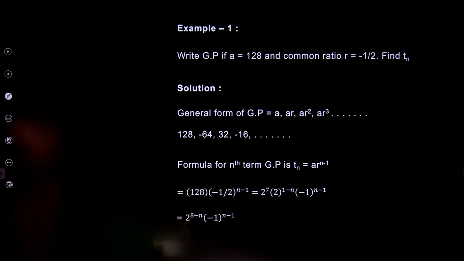Here in this question they mentioned A equal to 128, common ratio R equal to minus 1 by 2, and we need to find out Tn. Tn formula is Tn equal to AR power n minus 1. Here A value is 128 and R value is minus 1 by 2. Substitute those values in this formula, then we will get the nth term.